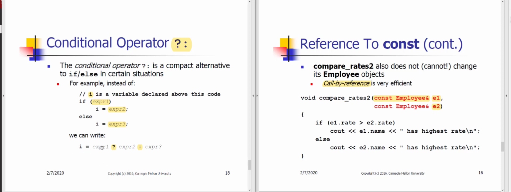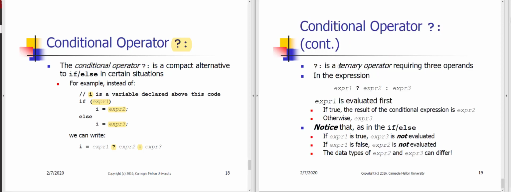The idea here is we'll evaluate expression 1. If expression 1 is true, then the value assigned to I will be the result of expression 2. Otherwise, the value assigned to I will be the result of expression 3. Now, we have a whole bunch of binary operators like addition and subtraction and multiplication and division. We also have some unary operators like unary plus and unary minus, likewise the ampersand for address of, or the star for contents at. Question colon is what's called a ternary operator because it requires 3 operands.